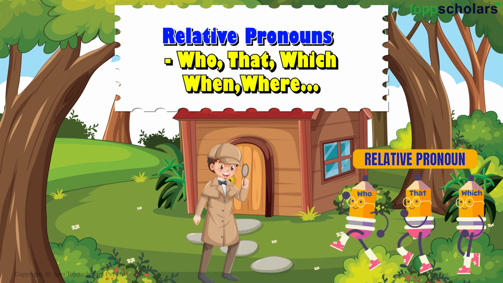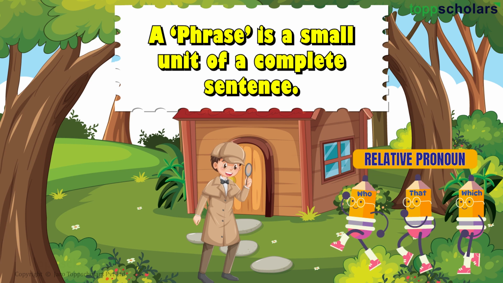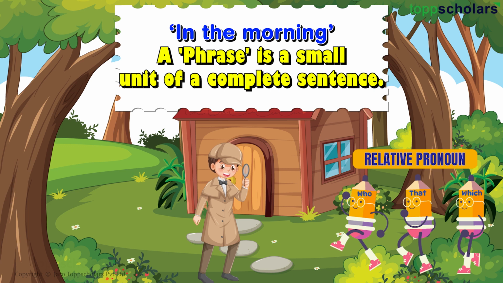These are the most peculiar looking pronouns. They make the sentence more informative because they introduce more details about the noun. Yes, Mr. Grammar. We relate a phrase to a noun or pronoun. We provide more information about the subject or the object. A phrase is a small unit of a complete sentence. For example, in the morning, a phrase is an incomplete thought.